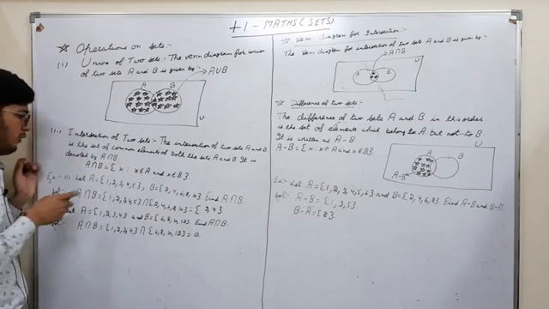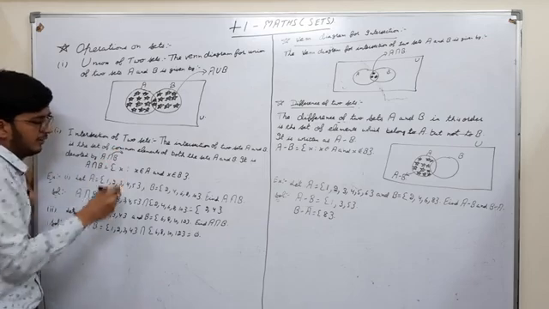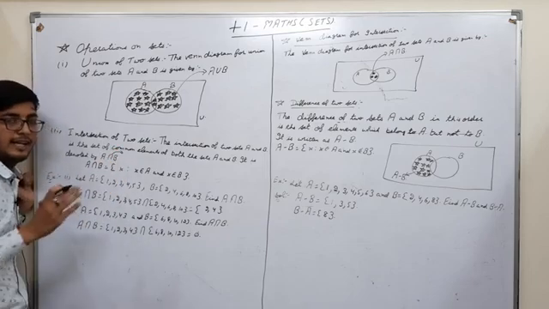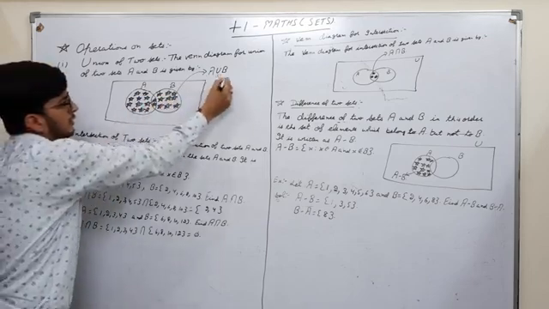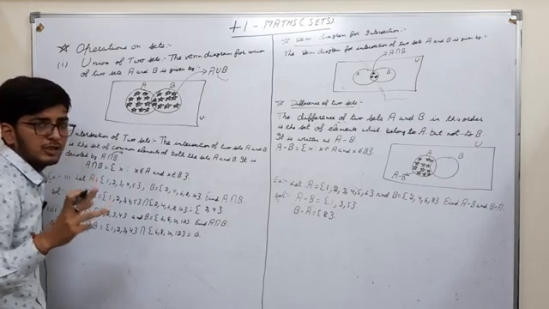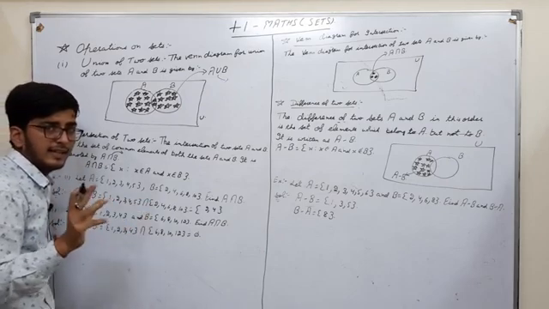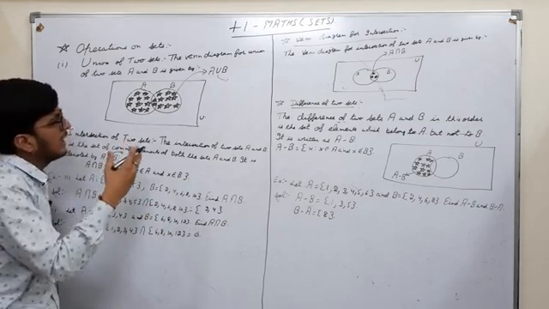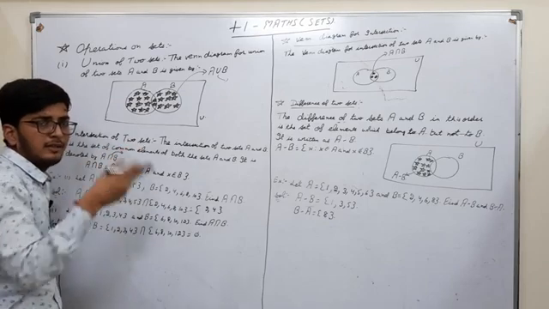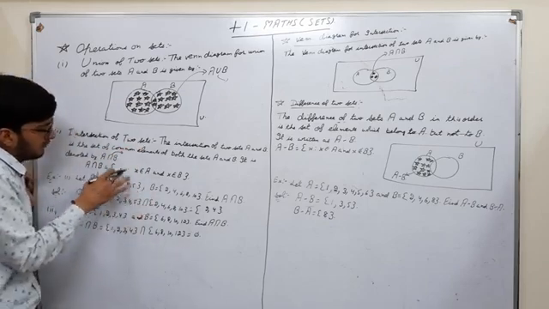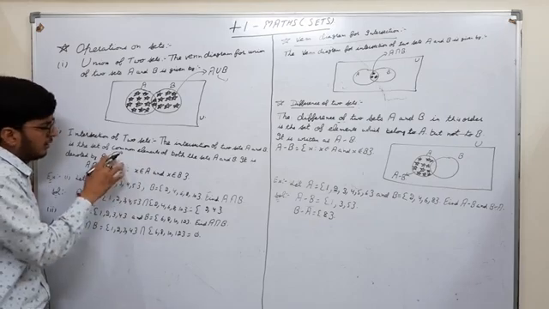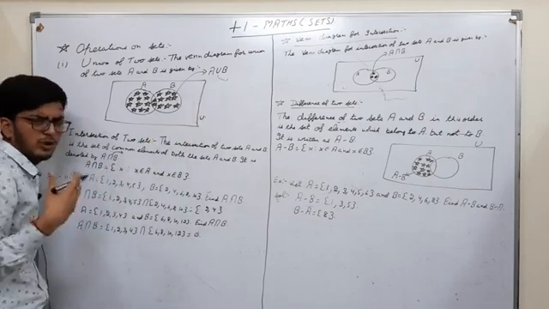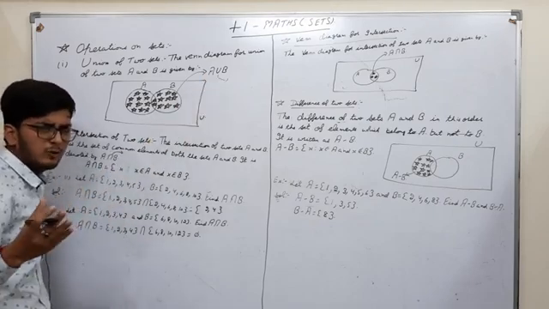Now this is the symbol for intersection, right? This is the symbol for intersection, and for union this is the symbol. Don't confuse the symbol of union and intersection, right? They are both the same type but in reverse order, right? So it is the reverse of it. Union and intersection are reverses of each other. So don't confuse them, right?